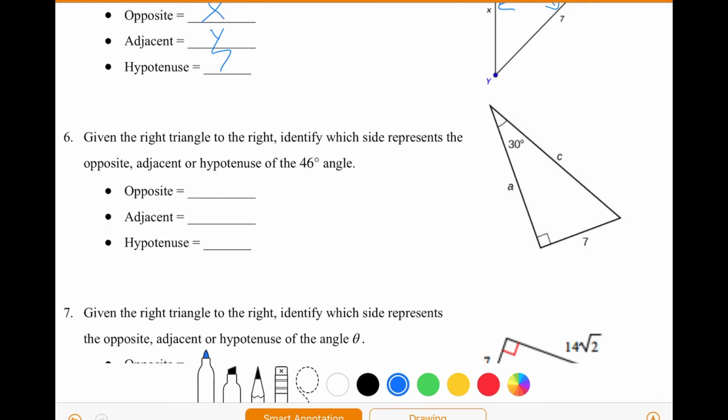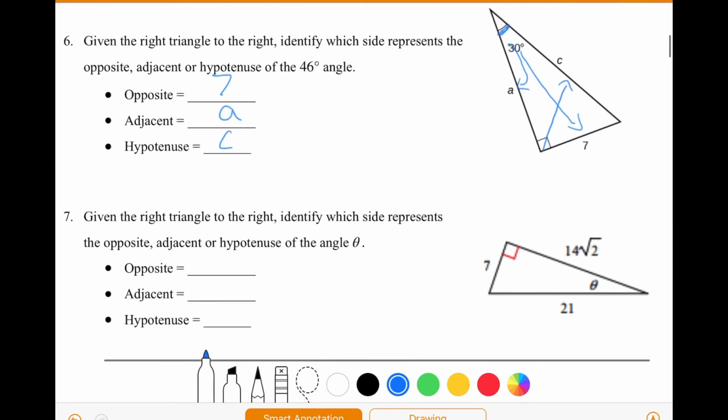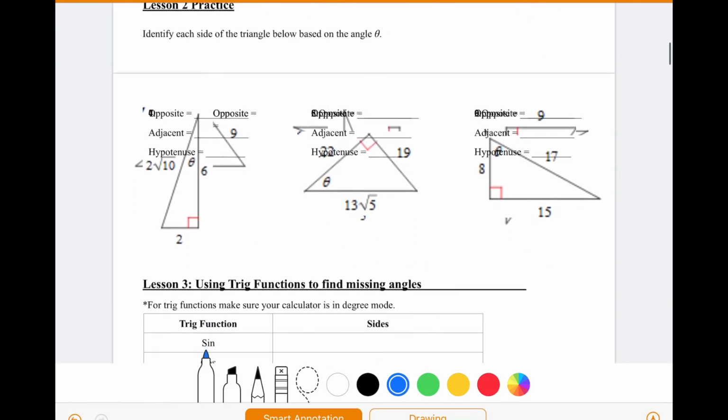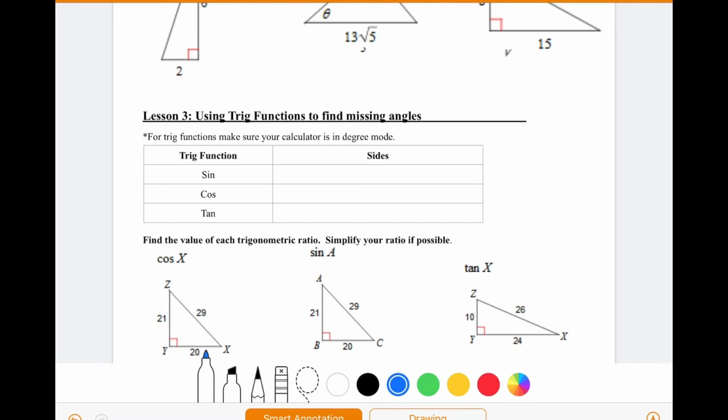Number 6, given angle is 30. Right angle across is our hypotenuse, or your side across from your right angle is your hypotenuse, which is C. Opposite of your given angle is 7. And your adjacent side that is touching the given angle that is not the hypotenuse is A. Okay, and that's all lesson 2 is doing for now. And then in lesson 3, we'll get into our sine, cosine, and tangent of where we're actually going to solve something using these techniques.